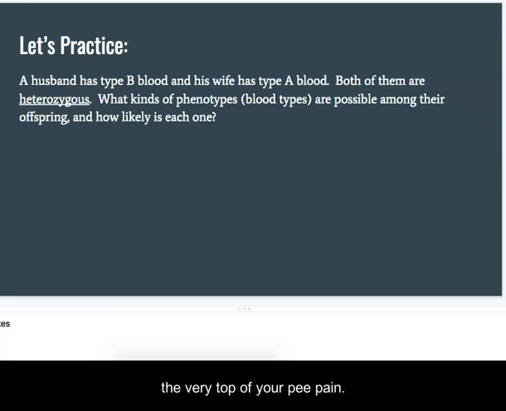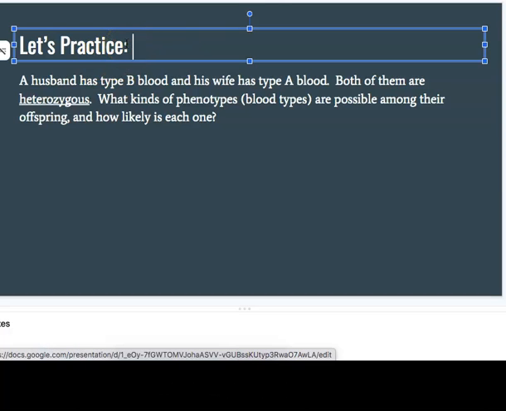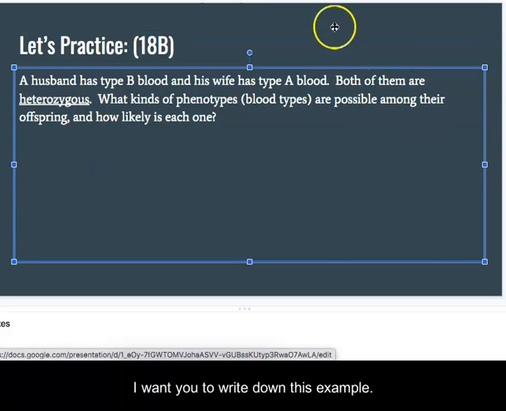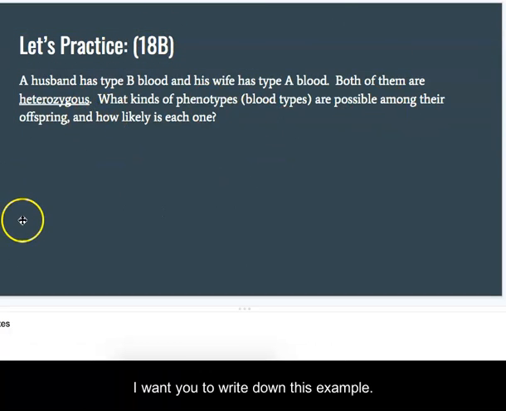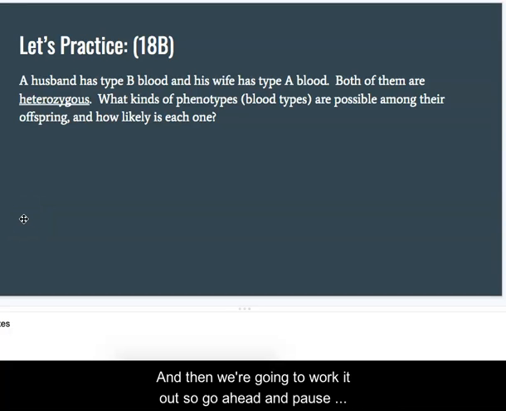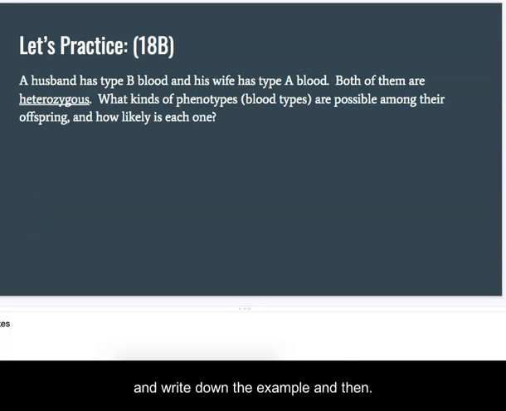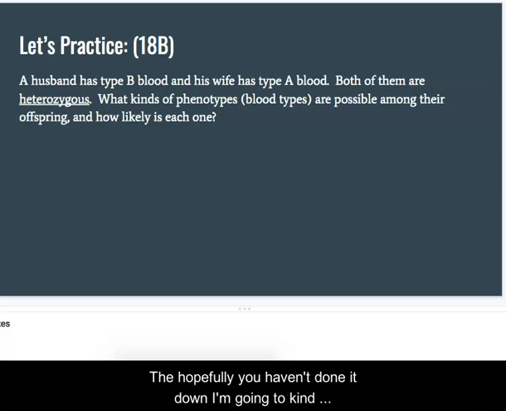Okay, so what I want you to do is at the very top of your B page, I'm going to say, let's see, 18B. I want you to write down this example, and then we're going to work it out. So go ahead and pause and write down the example, and then I'll work through it. Okay. So hopefully you have it jotted down. I'm going to kind of work through it now.